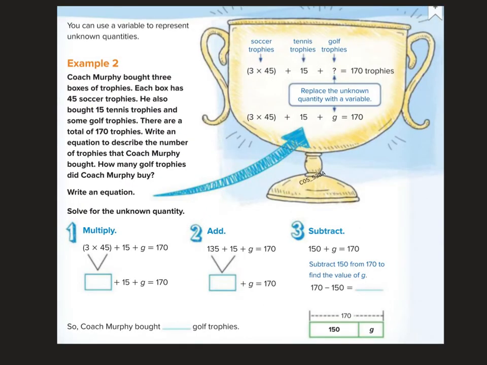All right. So here it says you can use a variable to represent unknown quantities. So you've been doing this since kindergarten, right? You've been doing 2 plus 5 equals box. Or 2 plus box equals 7, right? Now, when we get into higher math, instead of putting a question mark, we start putting letters in, and they mean the exact same thing.